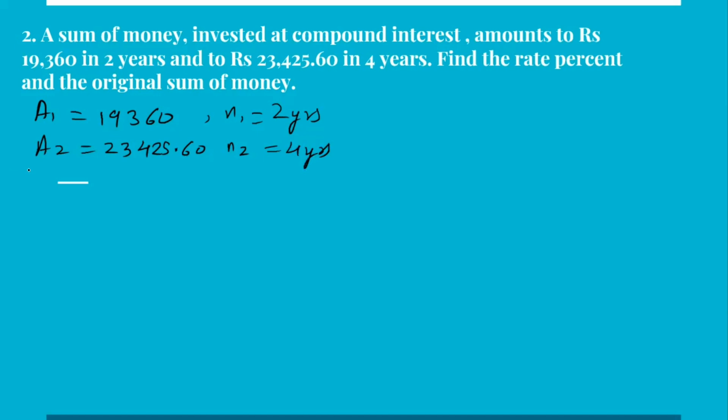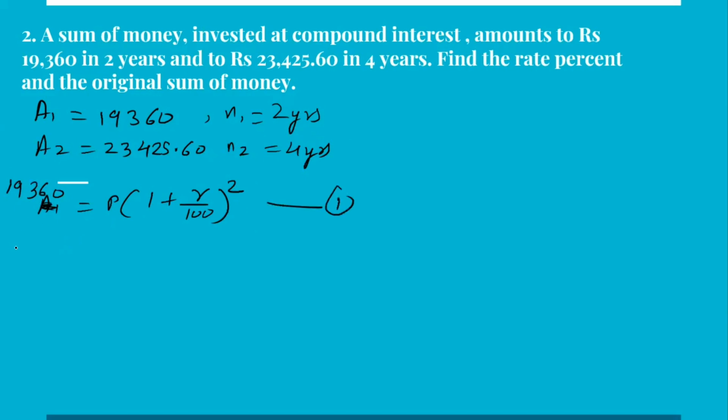Now let us find A1, the first amount, which is equal to P into bracket 1 plus R upon 100, raised to N, which is 2 here. We don't know the rate percent, so we keep R. And A1 was given as 19,360, so I can write it here as 19,360. So this is my equation number 1.